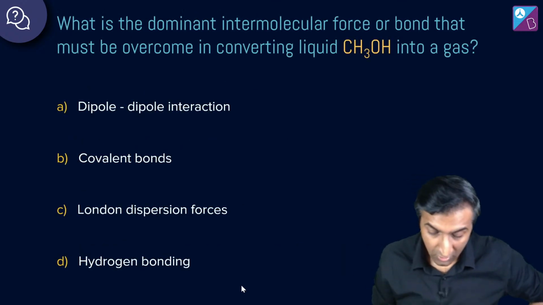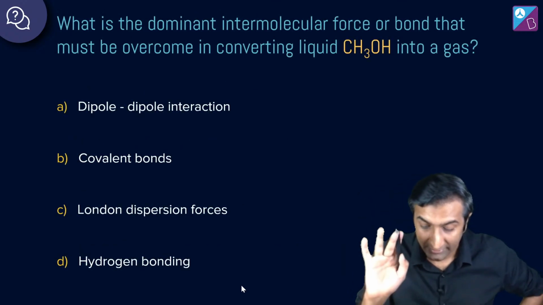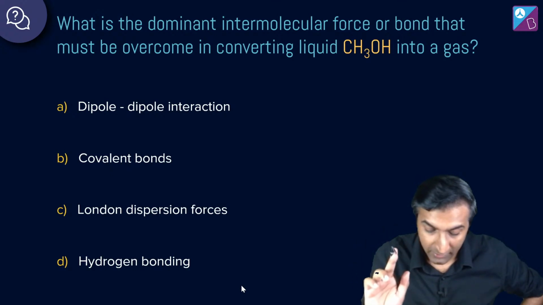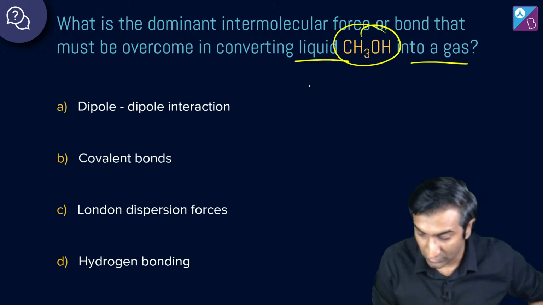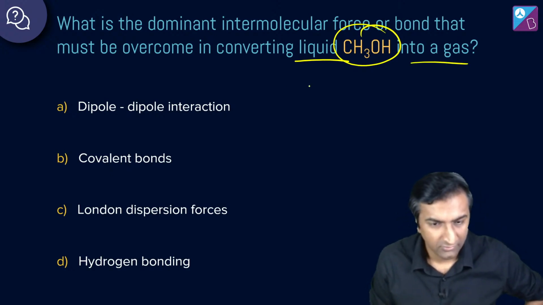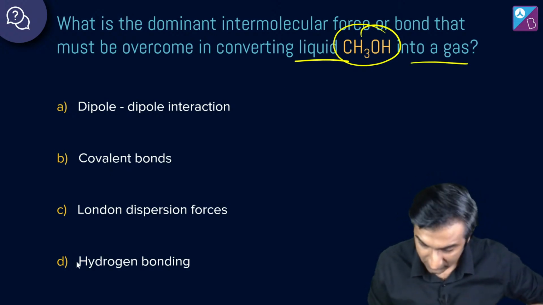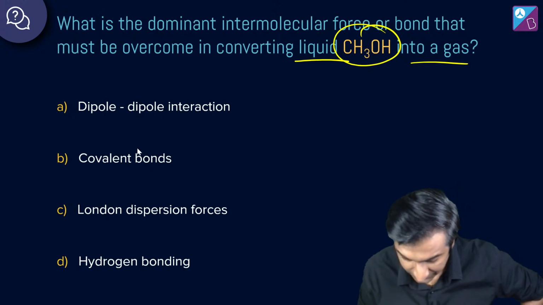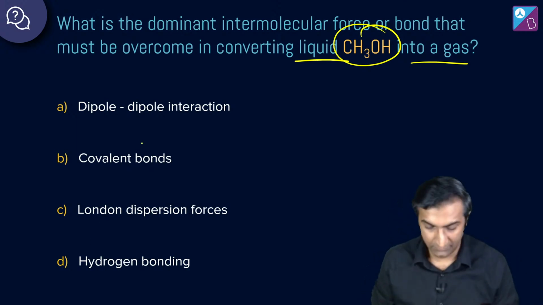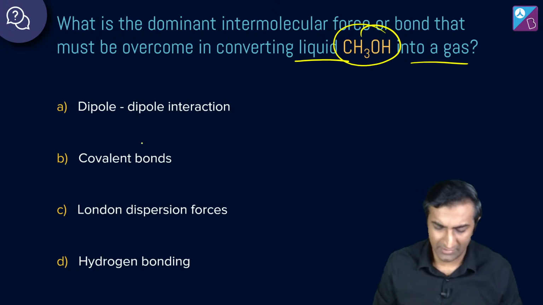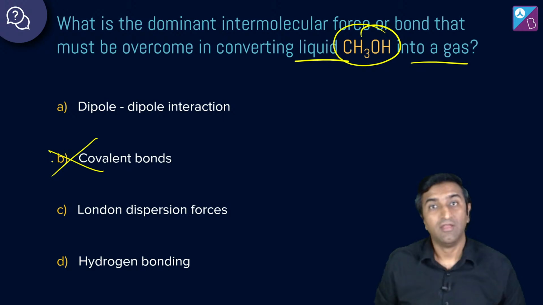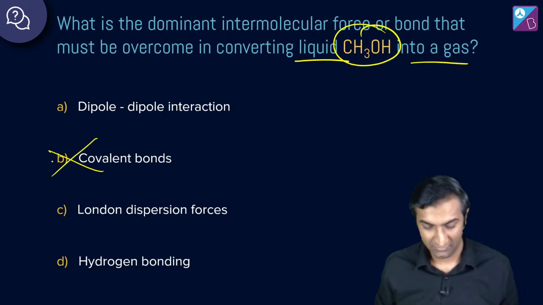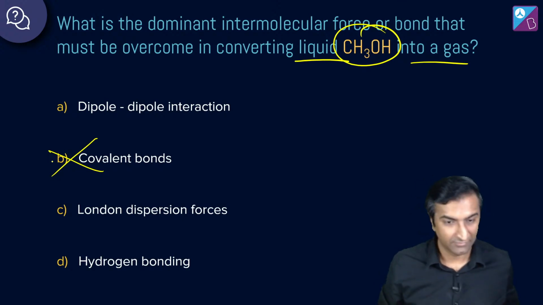Next question. What is the dominant intermolecular force or bond that must be overcome in converting liquid CH3OH into a gas? What do you think? Yeah. पिछला वाला B था. What about this one? हमने 3 चीजें पढ़ी है। कोवलेंट बॉन्ड तो नहीं होगा, कोवलेंट बॉन्ड कहां तोड़ोगे? अगर कोवलेंट बॉन्ड तोड़ रहे हो तो भाई वो CH3OH बचेगा ही नहीं, तो यही 3 हो सकता है। Which one do you think it is?